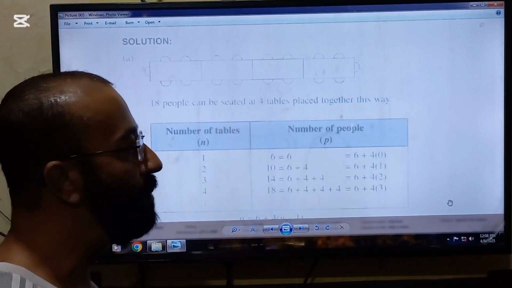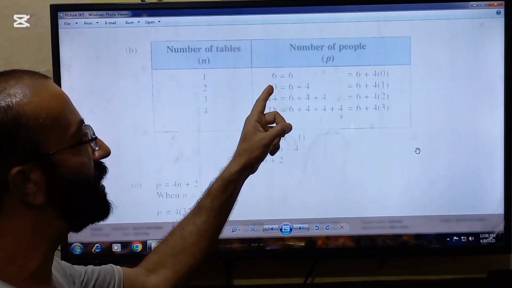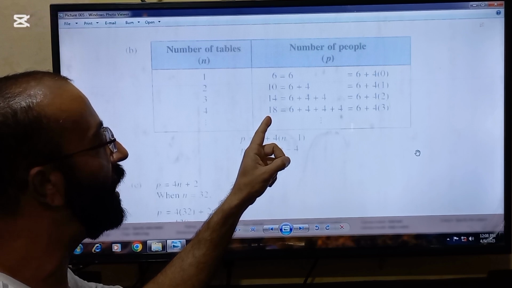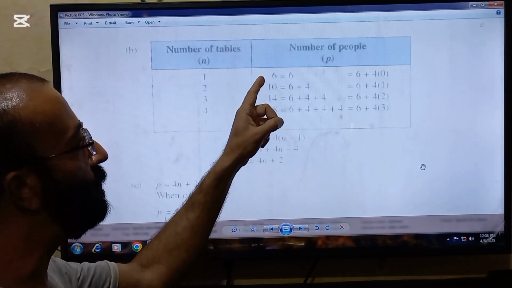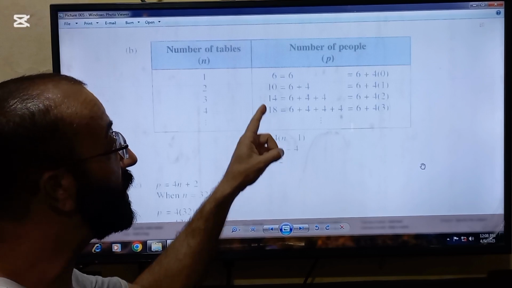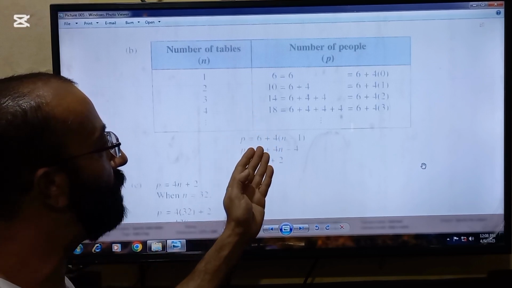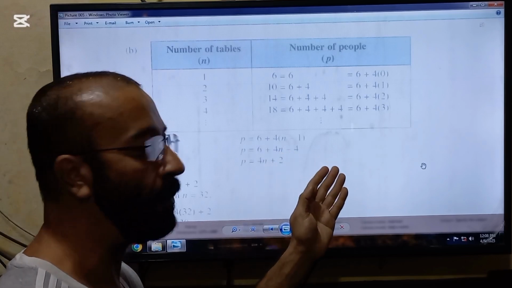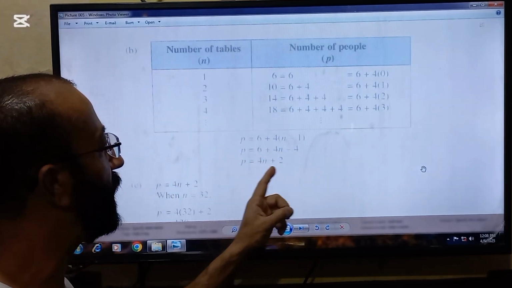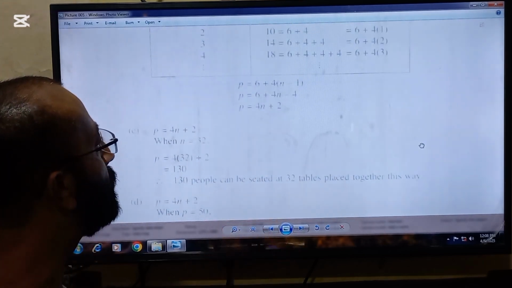And now we will make a number sequence. On 1 table 6 people can sit, on 2 tables 10, on 3 tables 14, and on 4 tables 18, and so on. If you look at the number sequence, it has the same difference, so 4 is the common difference. So you can use the formula a plus (n minus 1) times d. After applying the values in the formula, you will get the nth term. So this was the B part.